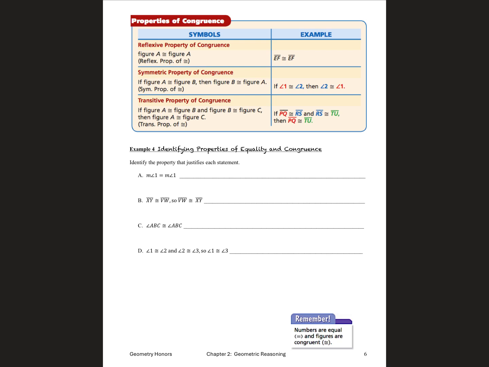Okay, so looking here, we have measure of angle 1 equal to measure of angle 1. When they're the same exact thing on both sides, it is reflexive property. But see how it has an equal sign? That means reflexive property of equality. Okay, so then we have XY congruent to VW, so VW is congruent to XY. That's where they like switch places, which is like the symmetric. And it has a congruent symbol, so you would write symmetric property of congruence.